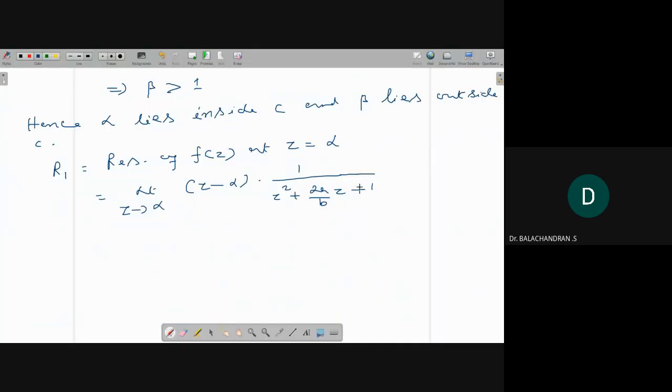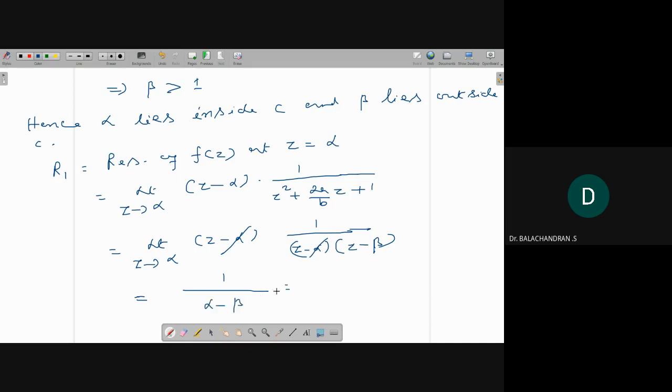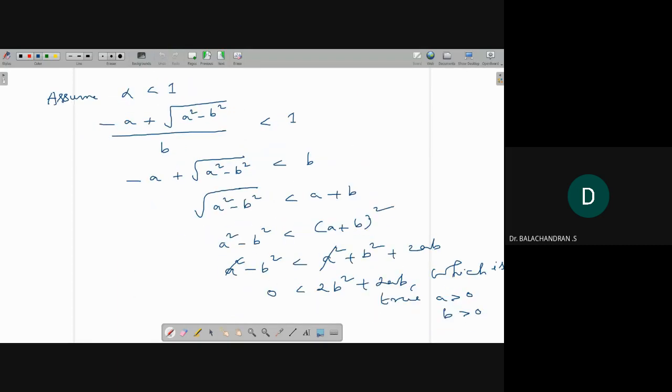Okay. Actually, this is z minus alpha into z minus beta. This is 1 by z minus alpha into z minus beta, so you can cancel these two. After applying the limits, you have 1 by alpha minus beta. I think you know what alpha and beta are.